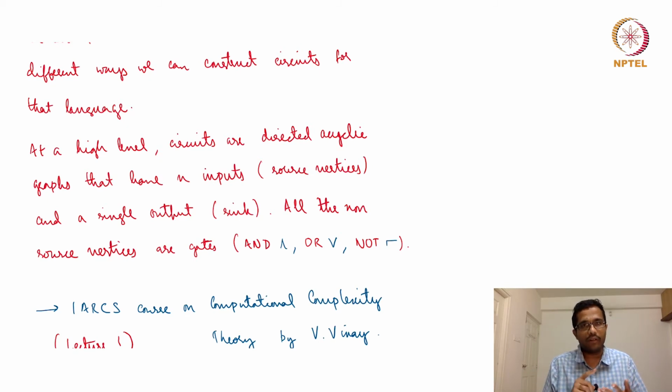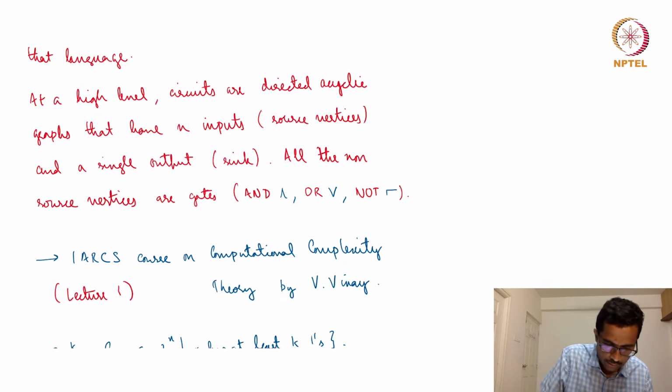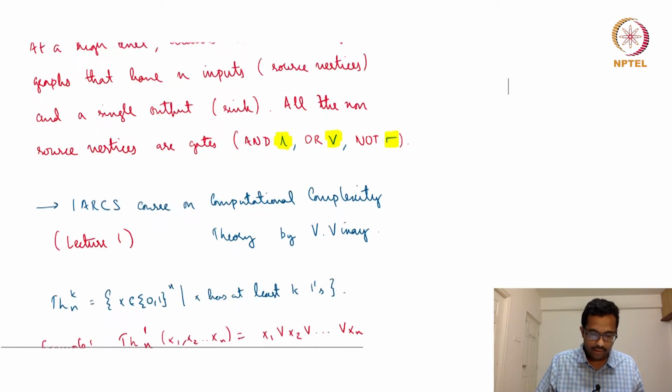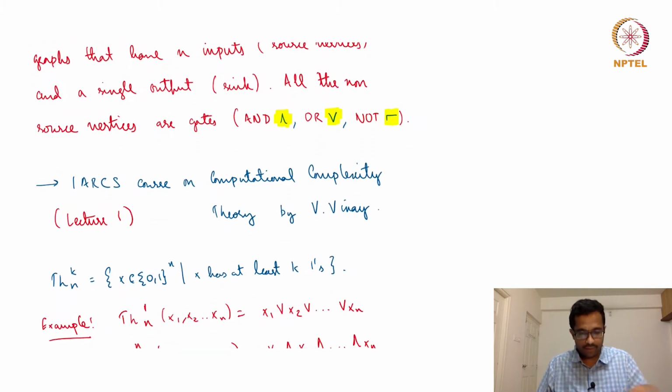So in this we have n sources and one sink, and all the non-source vertices are a logic gate like AND or NOT, right? So we'll use this symbol to denote AND, and this symbol, the V symbol, to denote OR, and this symbol to denote NOT, right? And what I'm going to describe is one language and different ways to realize that language using the circuits, right?